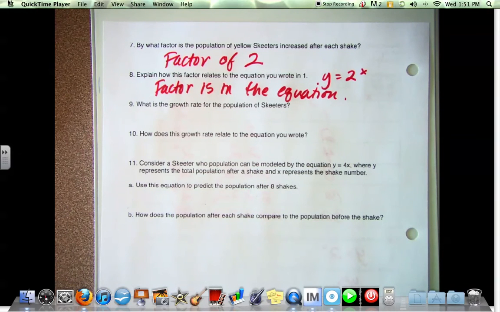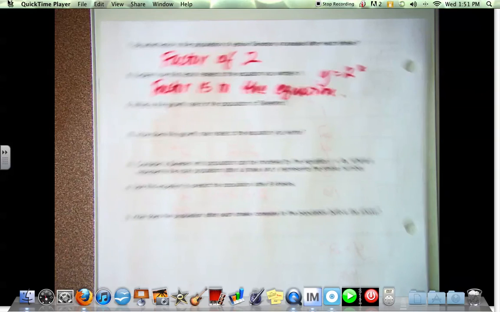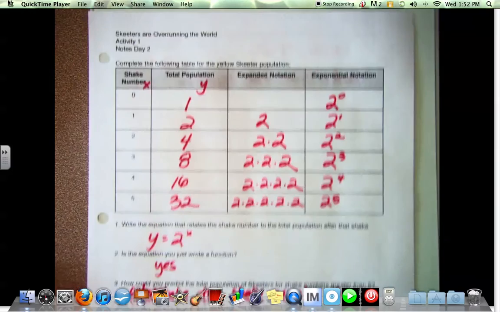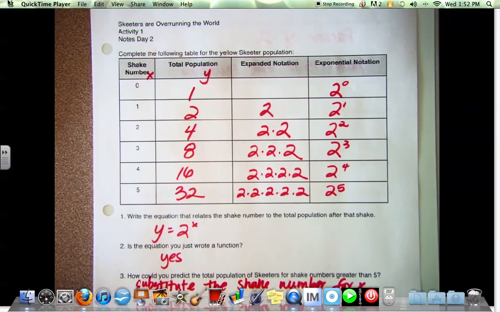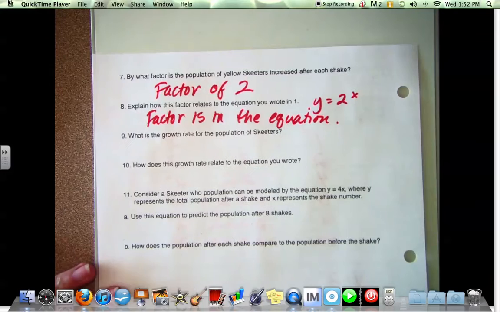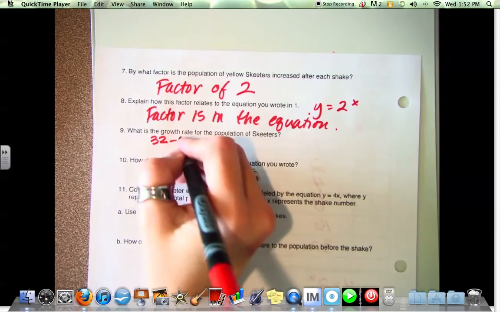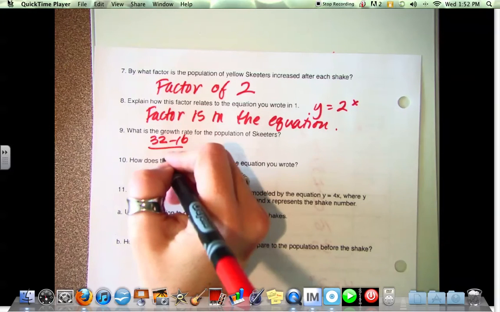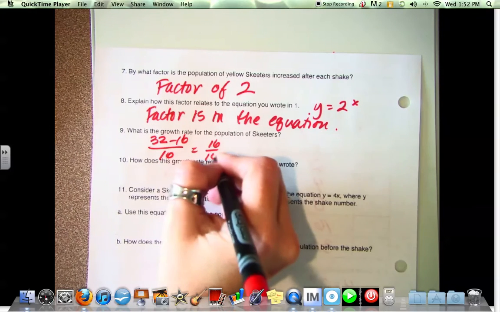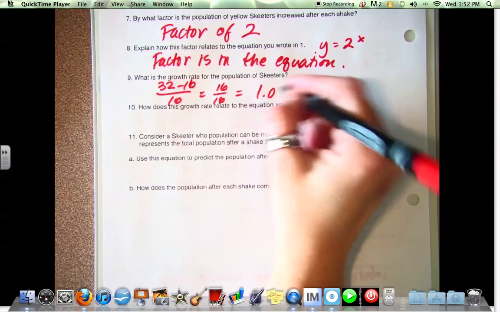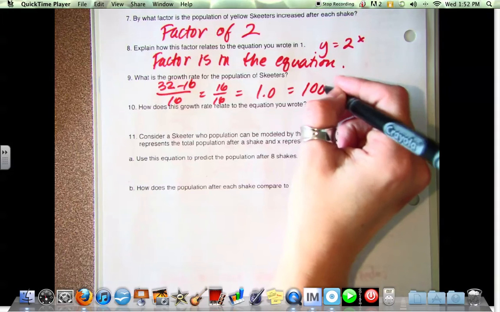What is the growth rate for the population of skaters? Do we know right off the top of our heads what the growth rate is? Can we find the growth rate? How do we find growth rate? New minus old over old. So looking at our skater population, what is our newest population? 32. We're going to compare consecutive years. 32 minus 16 divided by 16 equals 1. That's your decimal, which is 100%.